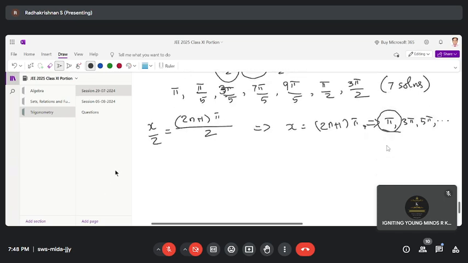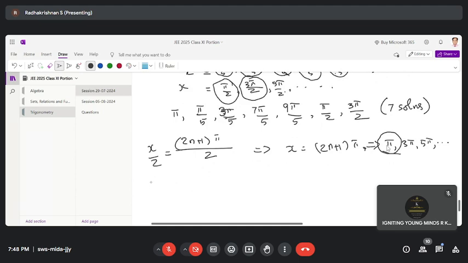Right. Second one is 5x by 2 equal to the same thing, 2n plus 1 times pi by 2. The 2 gets cancelled, which will give you x equal to 2n plus 1 into pi by 5. Right? I made a mistake here.